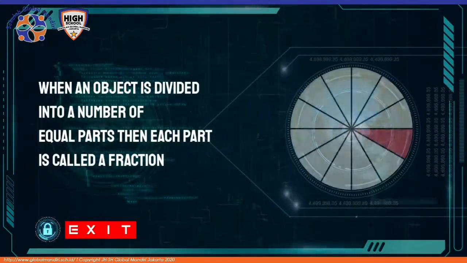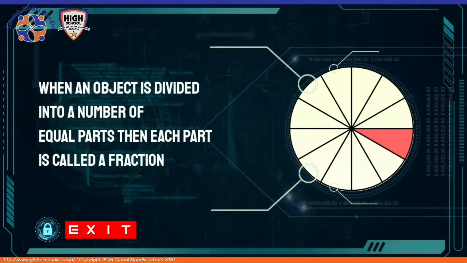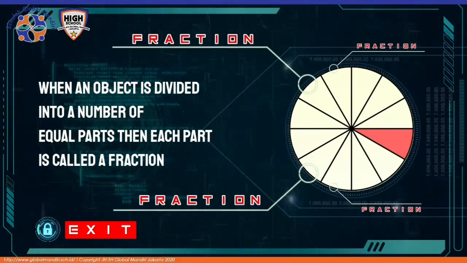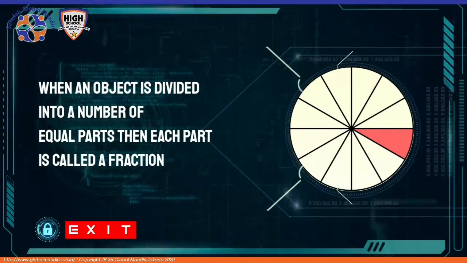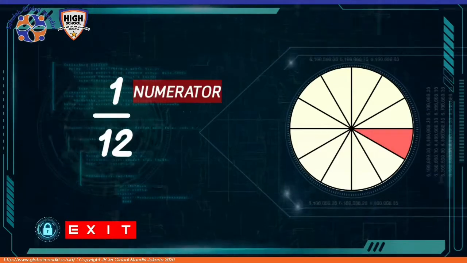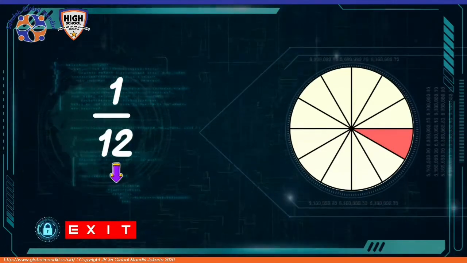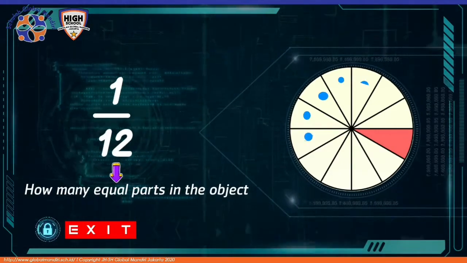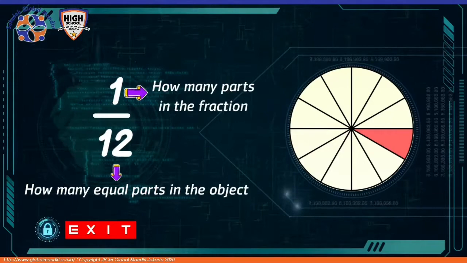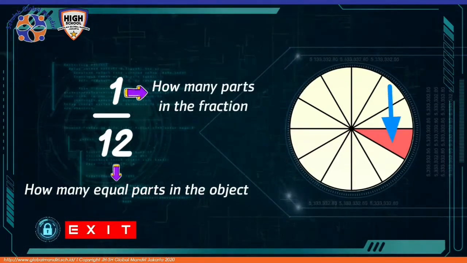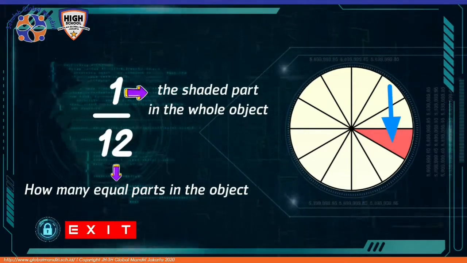When an object is divided into a number of equal parts, then each part is called a fraction. Every fraction has numerator and denominator. Denominator says how many equal parts in the whole object, while numerator says how many parts in the fraction or the shaded part in the whole object.